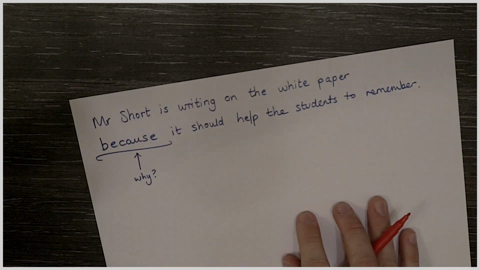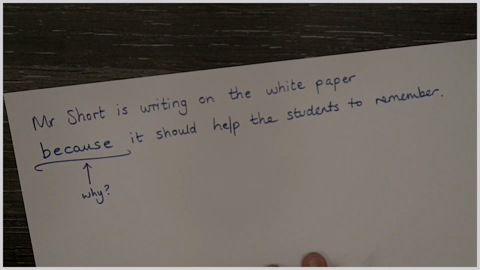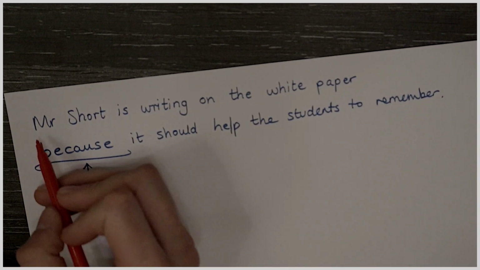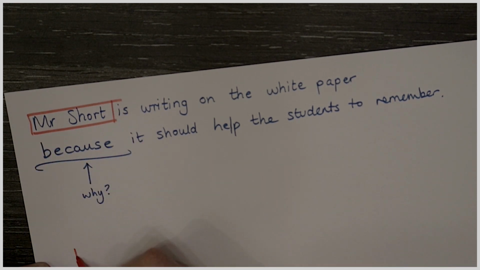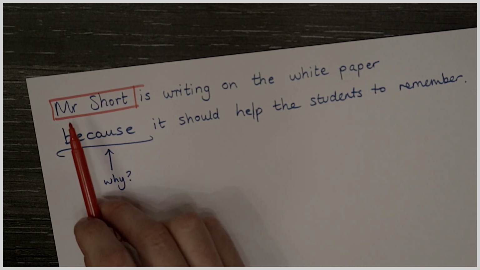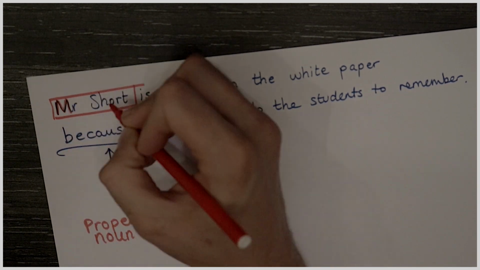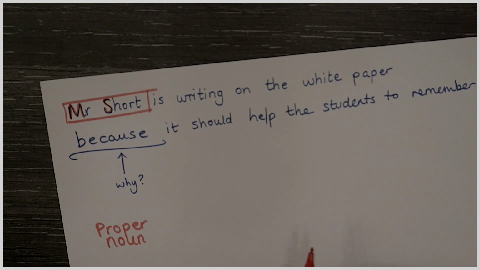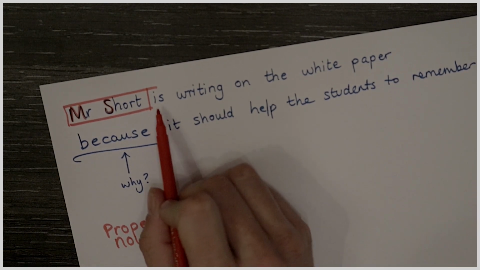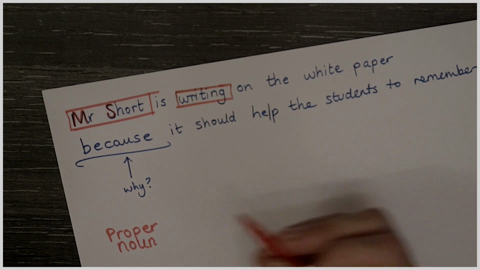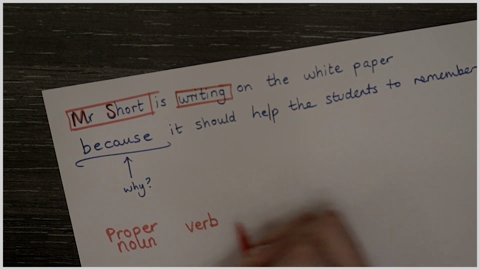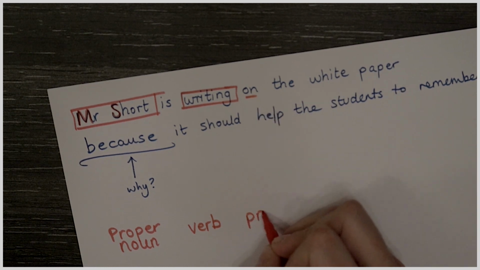So let's just recap, and now let's see if I can identify some of the key things. So, Mr. Short, this is a noun, and more than that, it's actually called a proper noun. It's called a proper noun because it's a real name for a real person, me. And it has capital letters, so you know it's a proper noun. Is writing, so is writing. Writing is the verb. On, that's the preposition.